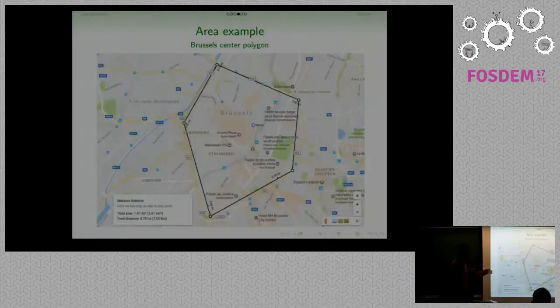So, okay, another example. This is Brussels Center. It looks like a pentagon, so I just created a pentagon. And I asked Google Maps to compute the area. So Google Maps computes that area. I will show it in the second slide.